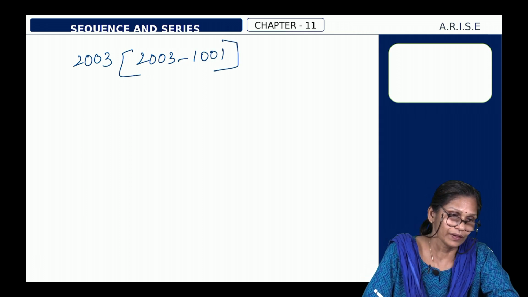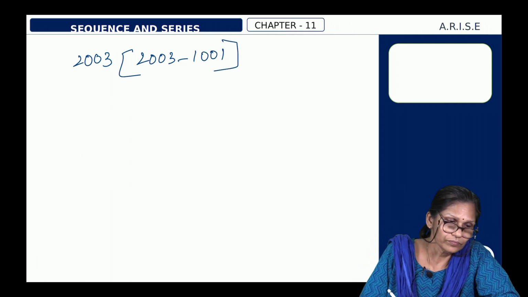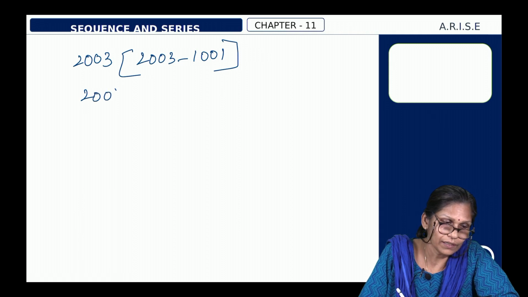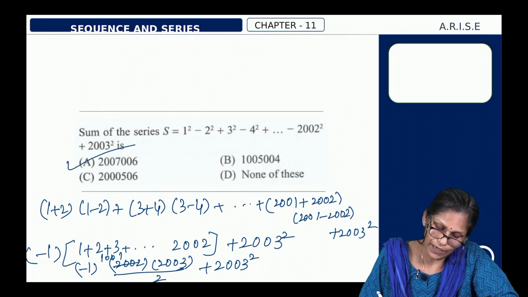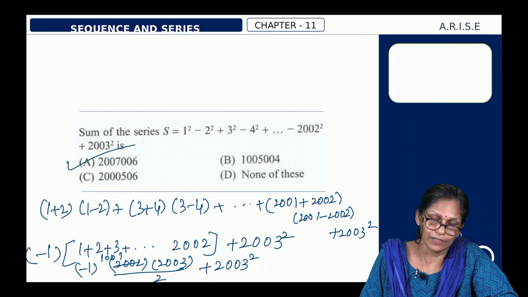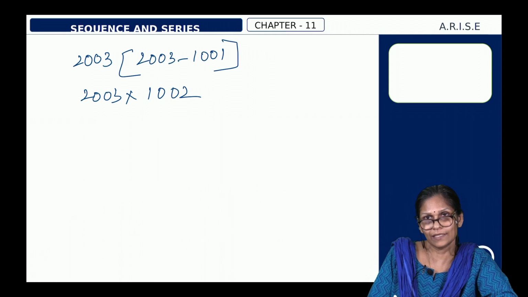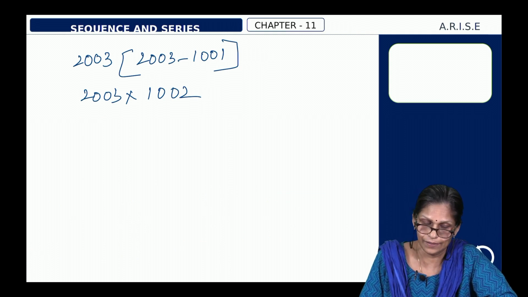1001 into 1002... So this is 2003 into 1002. So just evaluate. 2007006 would be your answer when you calculate this.